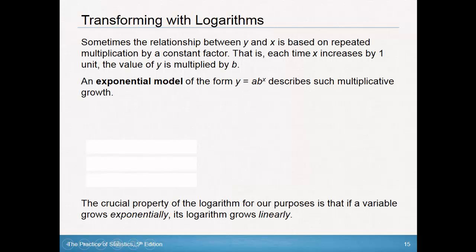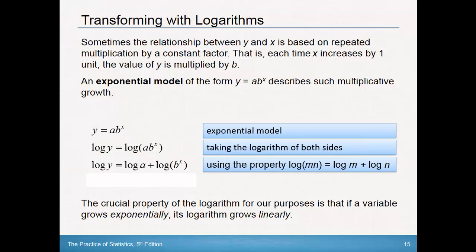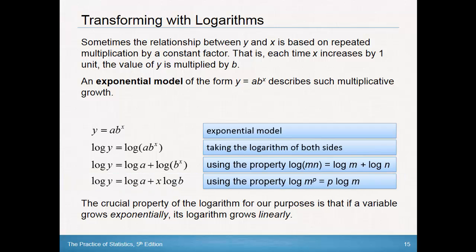So an exponential model of the form y equals a b to the x can be turned into logarithms. Take the log of both sides, split it up using our addition, and then use the exponent as the coefficient. So if two variables are related by a power model, then this relationship is true.